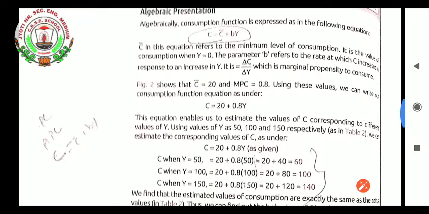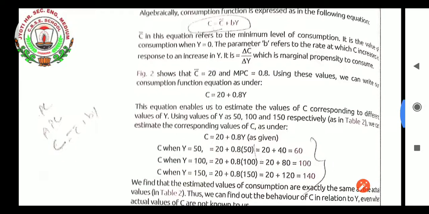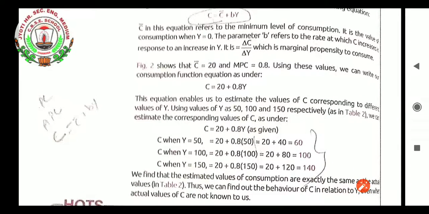Figure 2 shows that C bar equals 20, that is the autonomous consumption. What is C bar? Students, always remember C bar is nothing but the autonomous consumption. As I said, when income is 0, when Y equals 0, then also some consumption is done. That itself is the C bar. Using these values, we can write our consumption function equation as under.